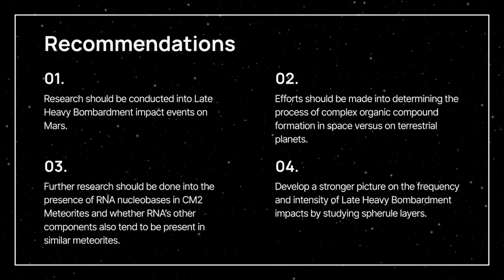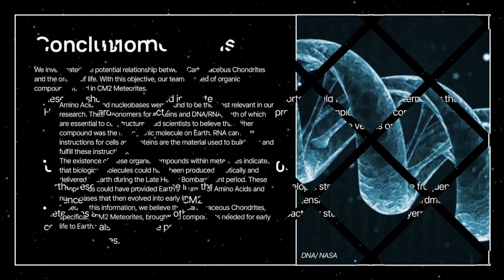Geologists finally should develop a stronger picture on the frequency and intensity of late heavy bombardment impacts by studying spherule layers. Spherule layers are sedimentary beds containing spherules, or deposits of meteorite impacts formed from ejected impact melt or rock vapor plume condensates. They serve as markers for ancient impact events and can be used to study the frequency and intensity of impacts during certain time periods. A high frequency of impacts during the late heavy bombardment period would support the theory that the origin of life was influenced by impact events.